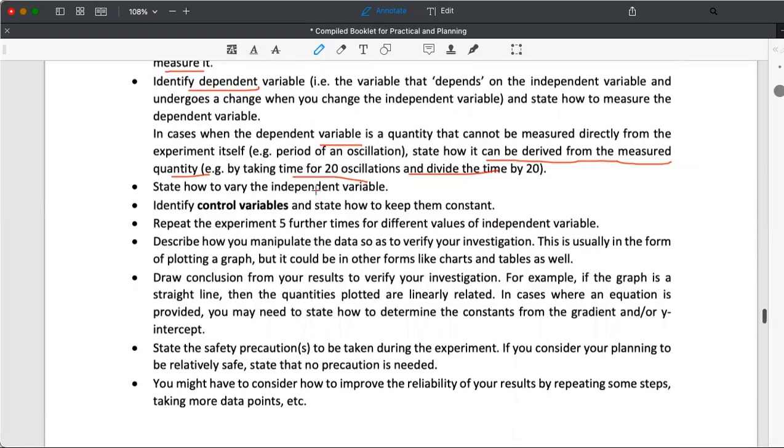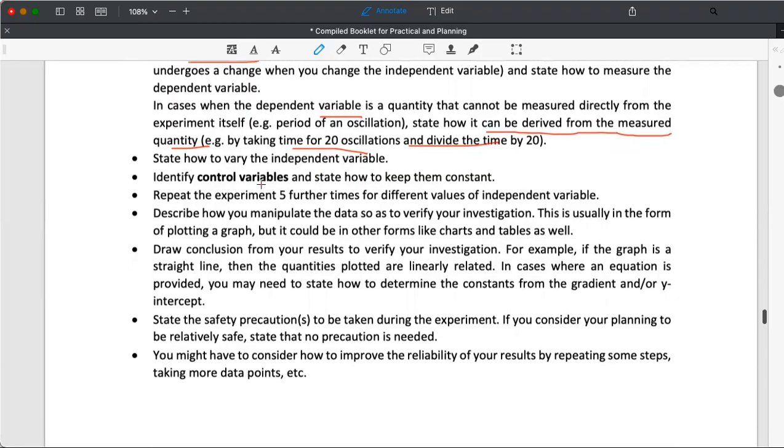And state how to vary the independent variable. How do you adjust the thing? The variable that you need to change. And of course, you need to mention the control variable. What are the variables that you're keeping constant? So the variable part is very important. What is the independent variable? What is the dependent variable? How do you measure them? And what is the control variable? And how do you keep that constant throughout the experiment?